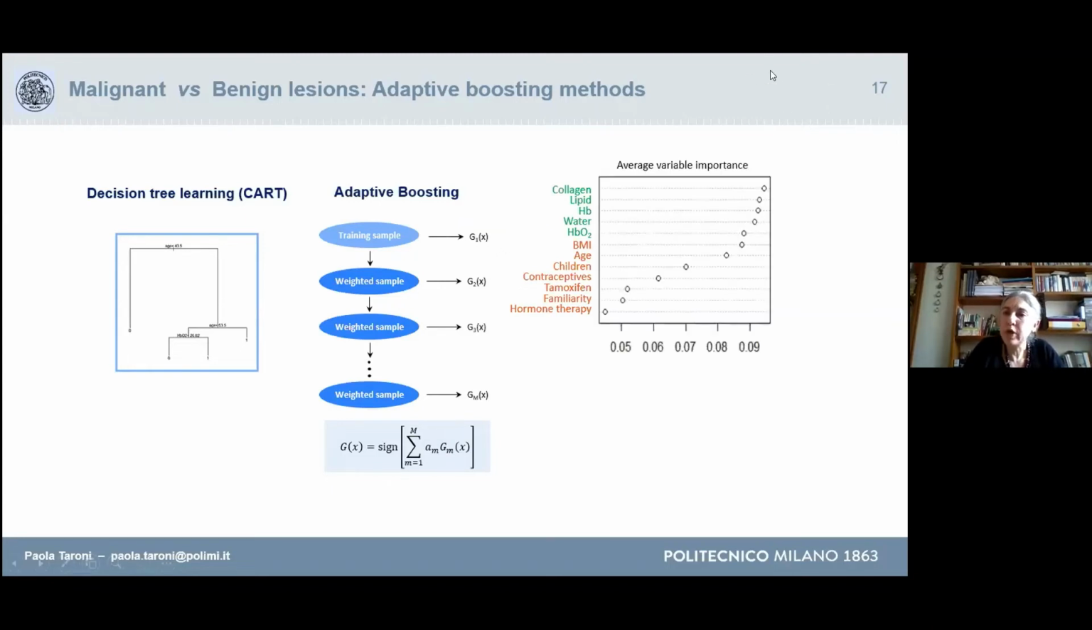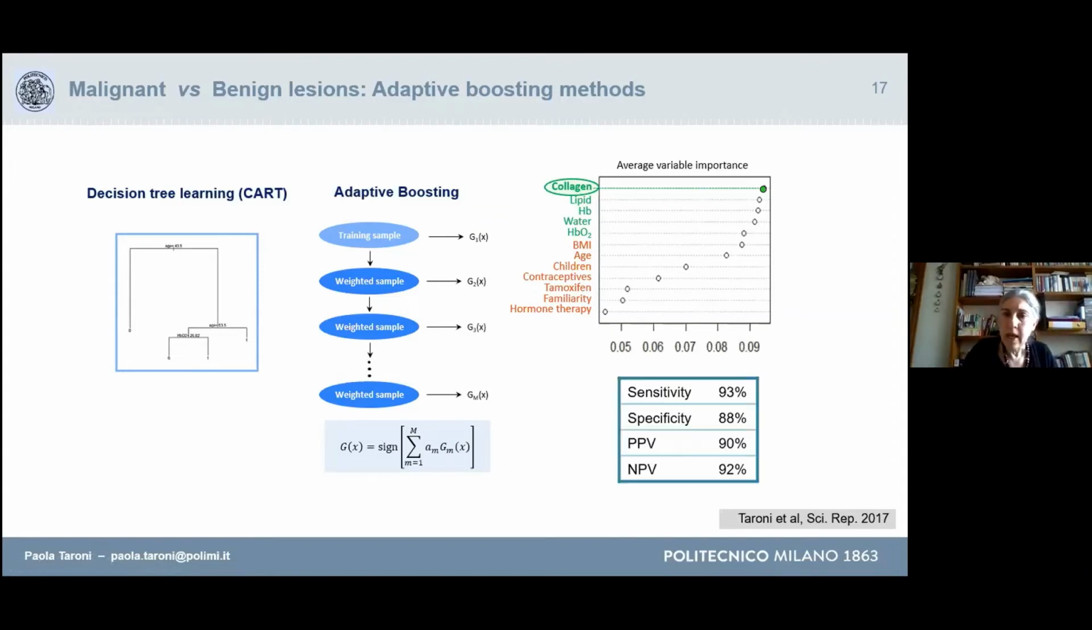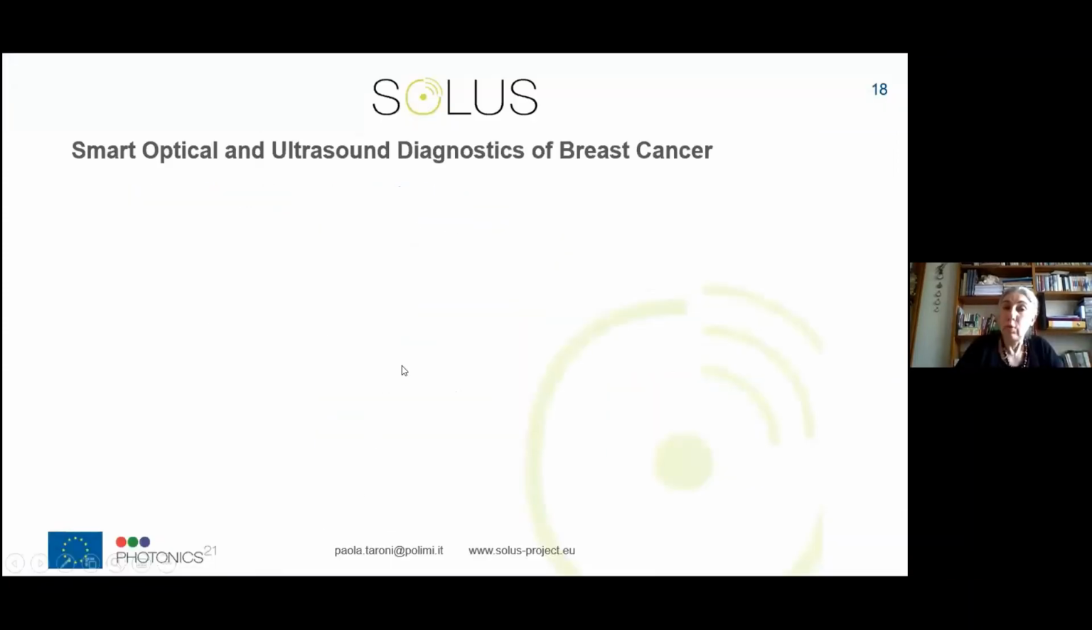And if we look at the importance of the different parameters in the discrimination between malignant and benign breast lesions, we see that tissue composition is more important than the other parameters that we considered, and collagen is again the most important tissue constituent to discriminate between malignant and benign breast lesions. And we achieve a sensitivity of 93% and specificity of 88%. It was just a very small initial study on 86 lesions, but that obviously needs to be extended and confirmed. But it was, well, a good start that moved us to the SOLUS project.